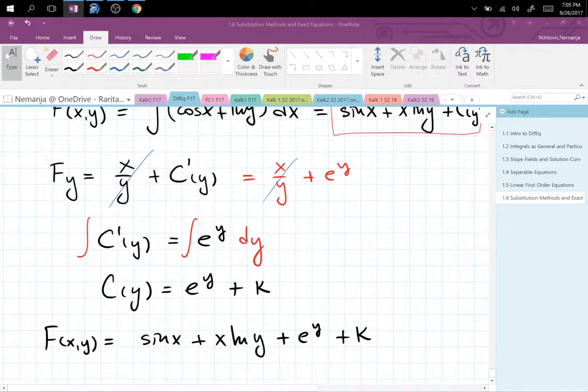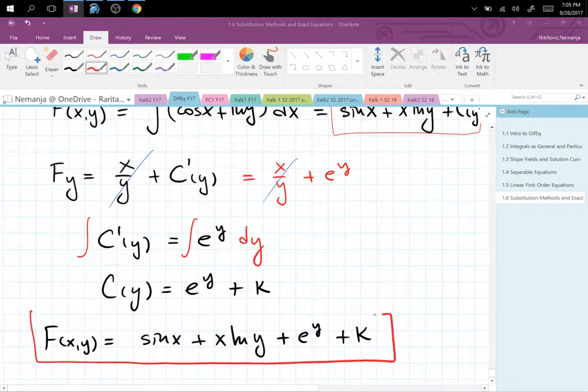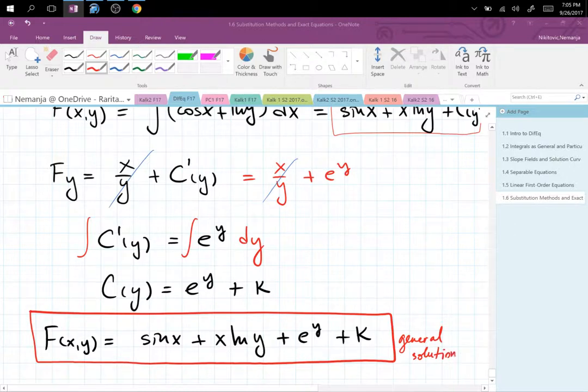And that's exactly what you had, which is great. And that's the solution. So this one is general. We have time for one more.